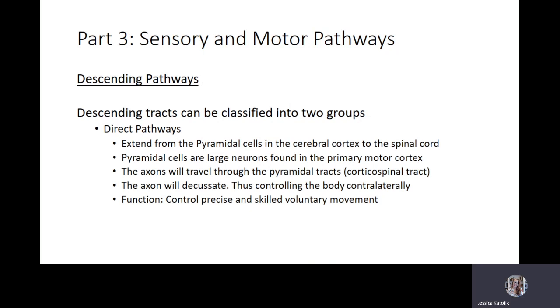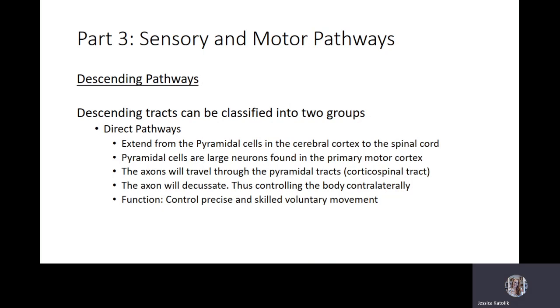Direct pathways are going to have nerves that start in the pyramidal cells in the cerebral cortex, and it will extend to the spinal cord and then to the peripheral nervous system. These pyramidal cells are going to be large neurons that are found in the primary motor cortex. The primary motor cortex is found in the cerebrum, and it's going to help initiate planned movements.